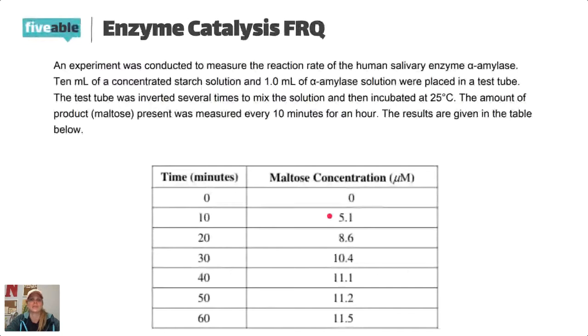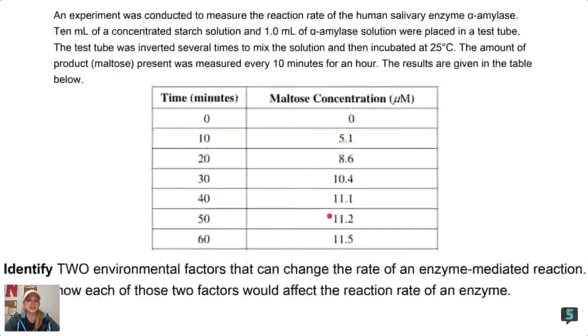Okay. So the first part of this question: identify 2 environmental factors that can change the rate of an enzyme-mediated reaction. Discuss how each of these factors would affect the reaction rate of an enzyme. Okay. If you don't already have it with you, get a sticky note or your phone, open a note, whatever you need to do. Let's identify 2 factors that can change the rate of an enzyme-mediated reaction.